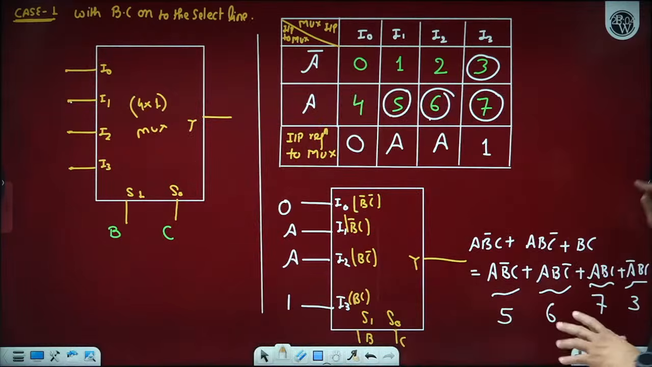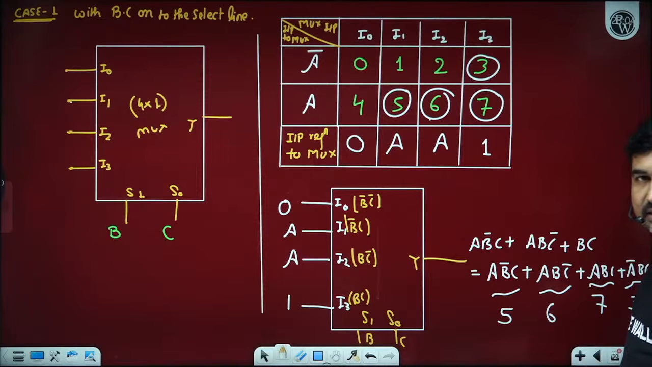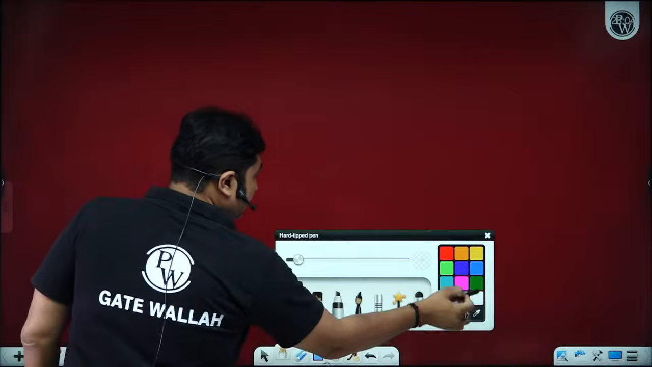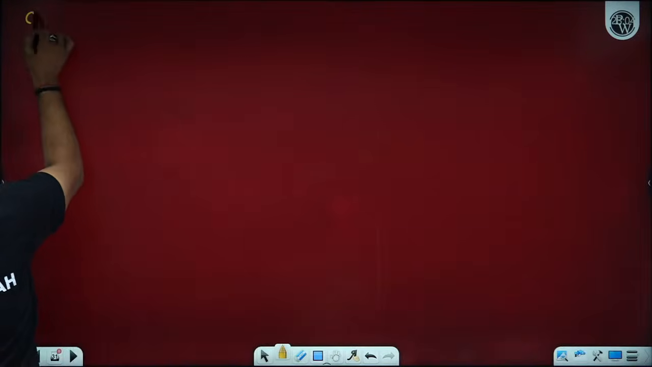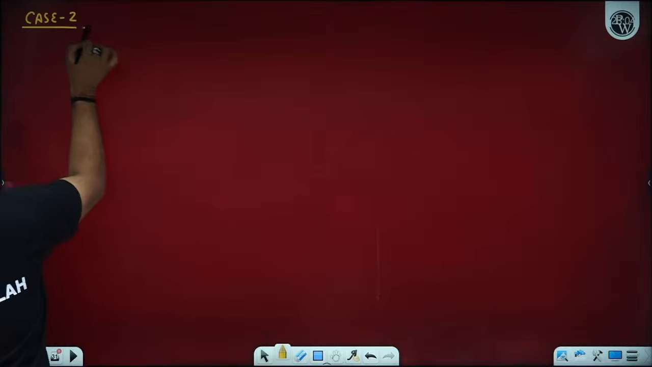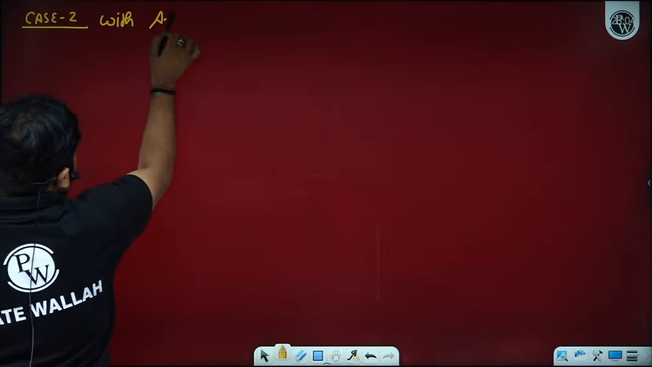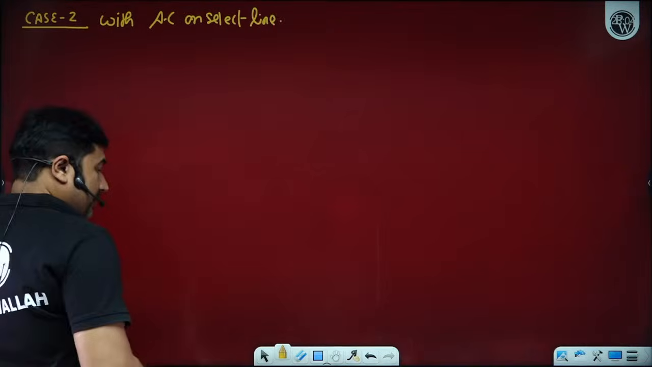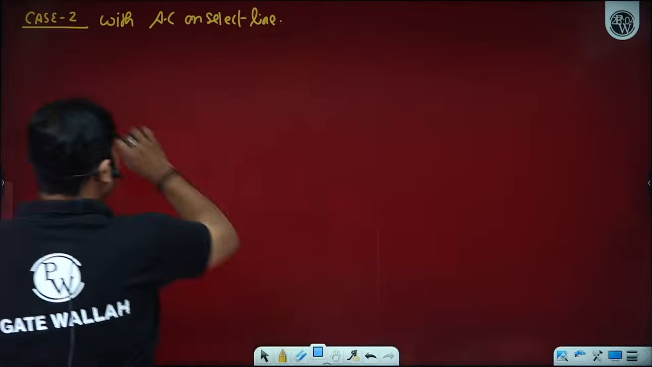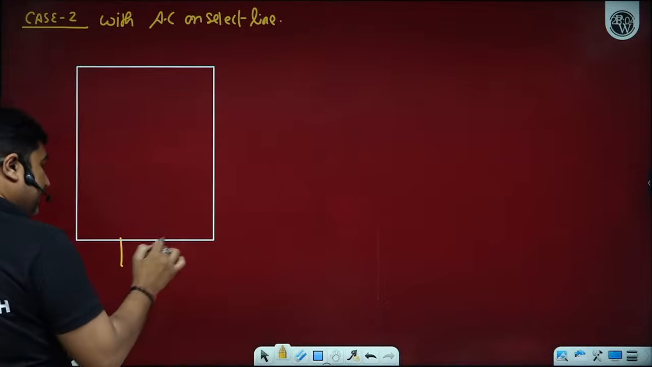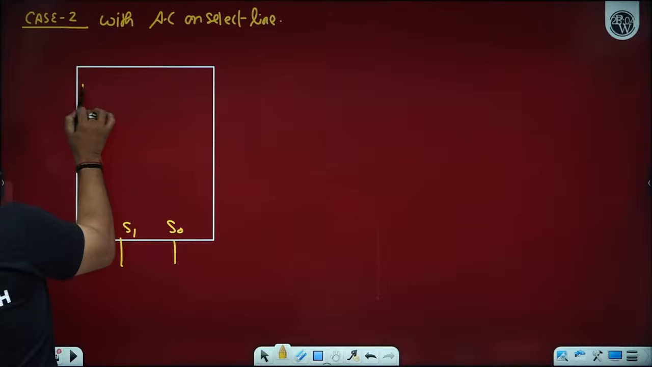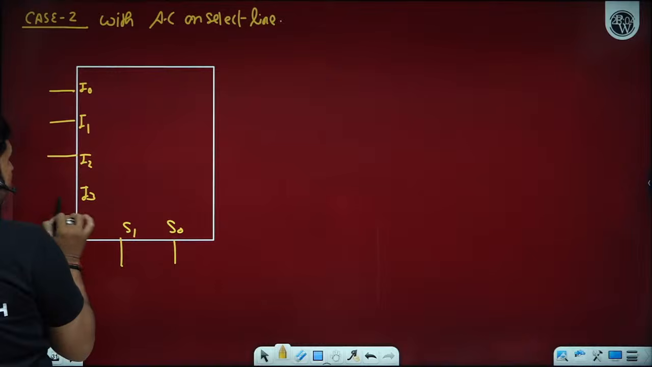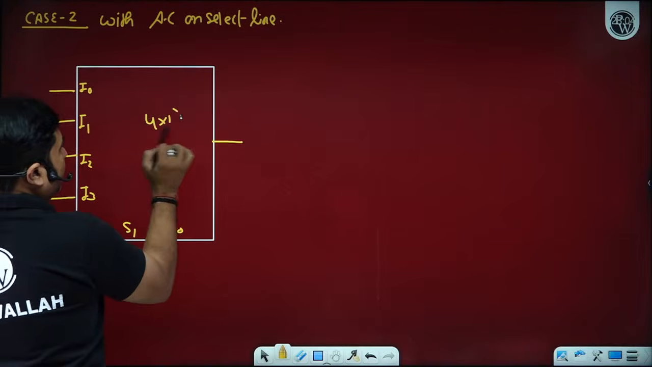How many of you are able to understand? That was case 1 with BC as the select line. Someone may start thinking that instead of selecting BC, let's select some other two variables. So consider case 2, with AC on the select line. Instead of BC, if someone is taking AC onto the select line, please observe, Betaji, we have S0 and S1 and I0, I1, I2, I3. We have to identify what we need to apply.